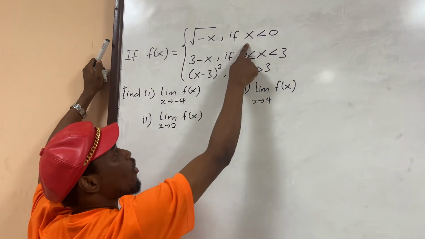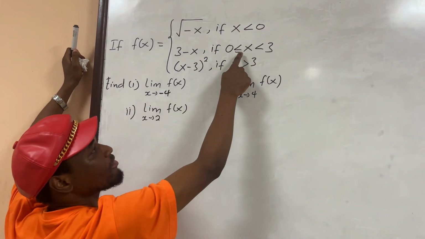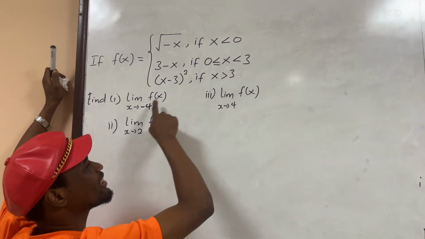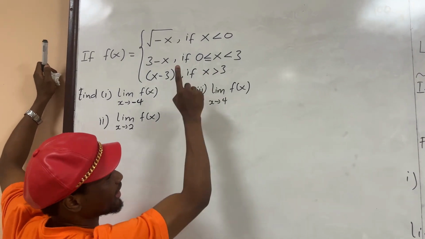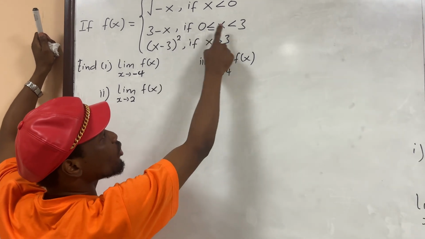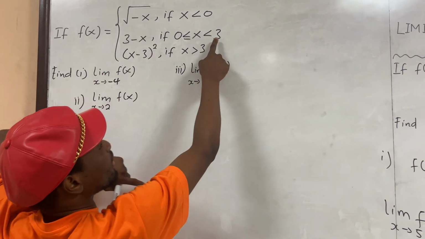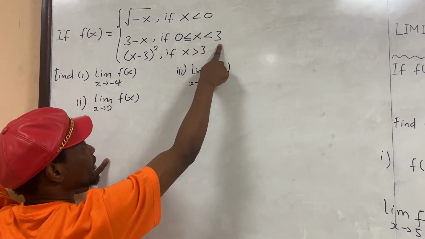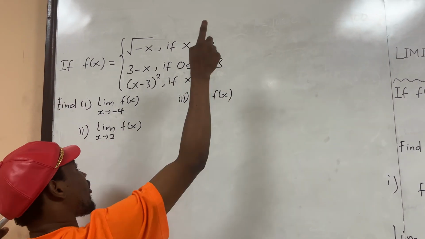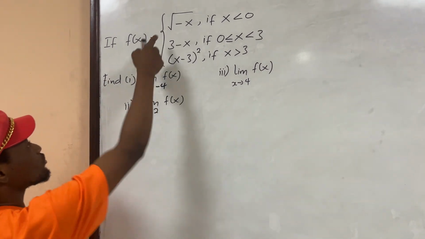Since negative 4 is within this interval. Negative 4 wouldn't fit into this, right? And negative 4 will also not fit into this because negative 4 is not greater than 3. Negative 4 is not between 0 and less than 3. Negative 4 wouldn't fit here, but x is less than 0, and negative 4 fits into this. As a result of that, we are going to employ the first one.